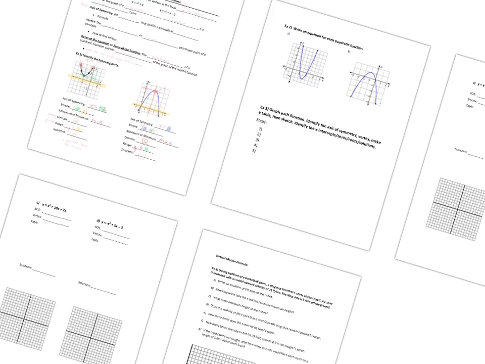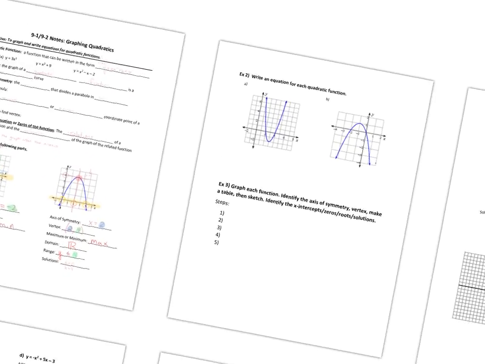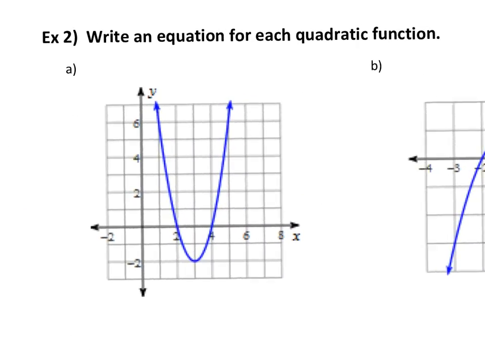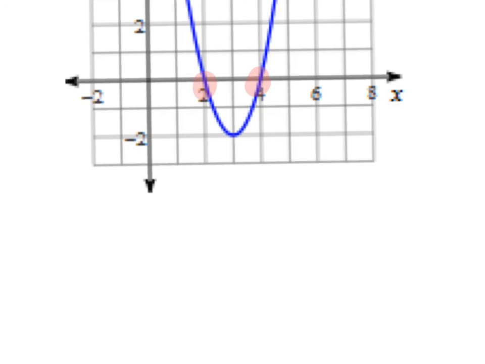Okay, let's go to the next one here, example 2. Now on example 2, this one's a little different. It's actually asking us to write an equation. When we write an equation, there's only two pieces of information we need, and that is where does it cross. So what are your x-intercepts or roots or solutions, whatever they want to call it? That's the first thing we're going to do. So we're going to have x equals 2 and x equals 4.